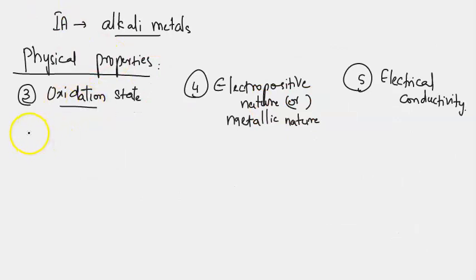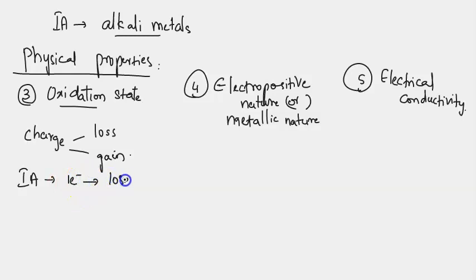Oxidation state is the charge developed by an atom either by loss of electrons or by the gain of electrons. Since the alkali metals have one electron extra in their valence shell, they readily lose this electron and form cation. So the tendency to form the cation is highest in alkali metals, and the oxidation state is said to be equal to +1 for alkali metals.